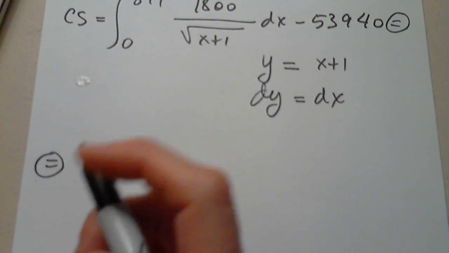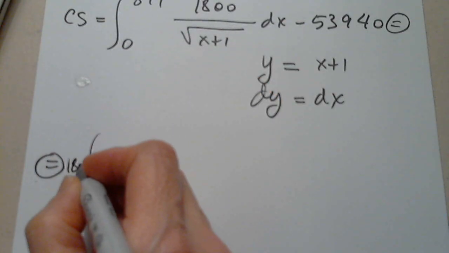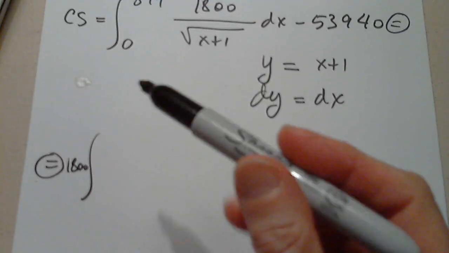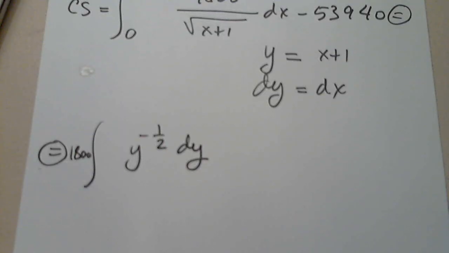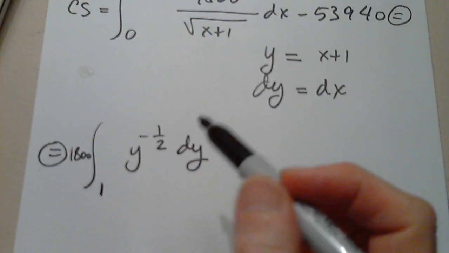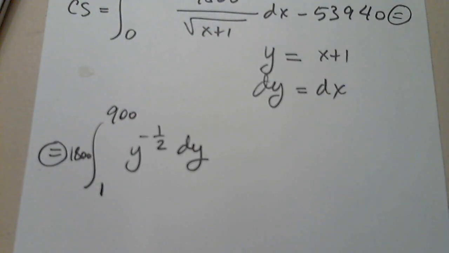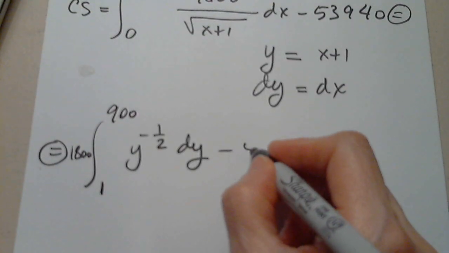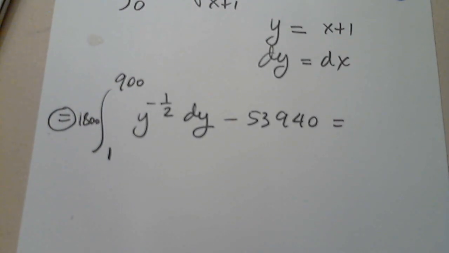Okay, so then we have the integral from... 1800 goes outside. 1 over the square root of y will be y to negative 1/2 dy. We cannot copy the limits of integration from x to y. We have to determine them. When x is 0, 0 plus 1 is 1. When x is 899, 899 plus 1 is 900. Minus 53,940. Let's stop for a moment. Is this okay?